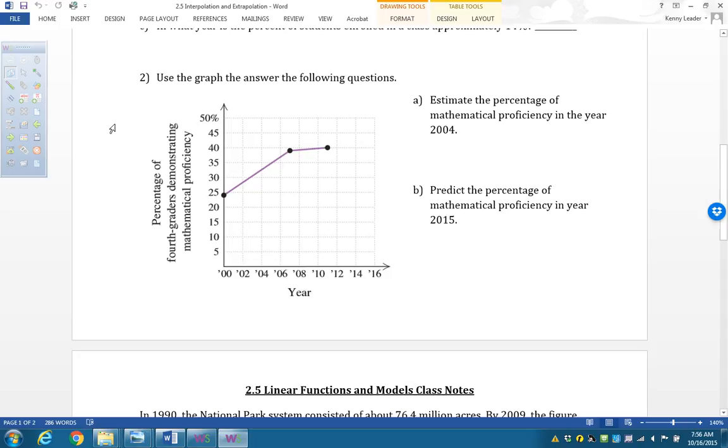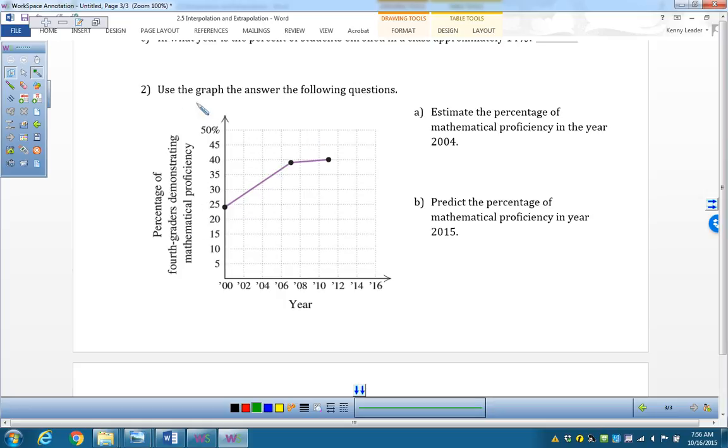But just to show you, not all relationships are linear like that. This is a graph of the percentage of fourth graders demonstrating mathematical proficiency. Estimate the percentage of mathematical proficiency in the year 2004. Who can tell me that answer? Go ahead, Jessica. 32.5. About 32.5, perfect.